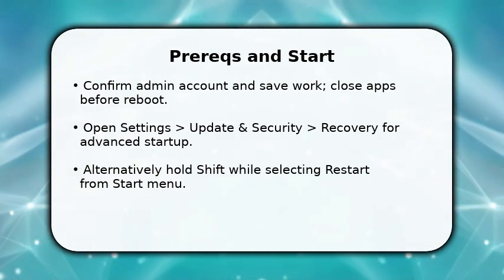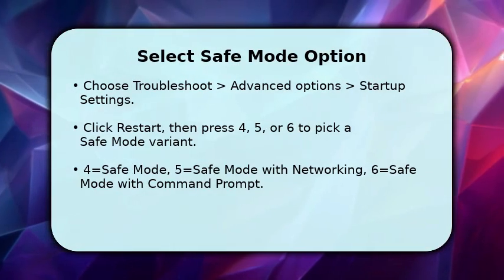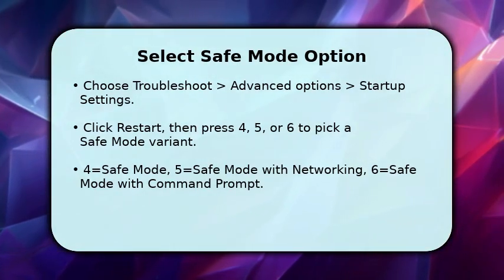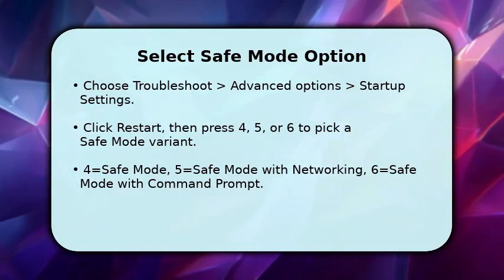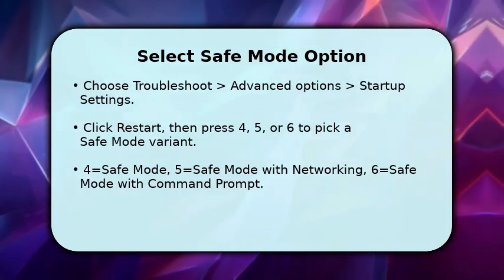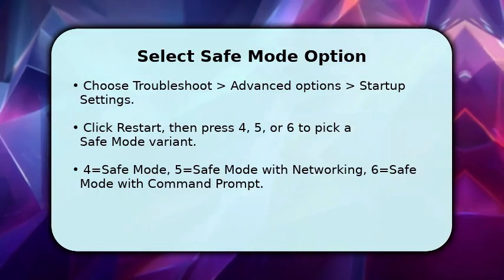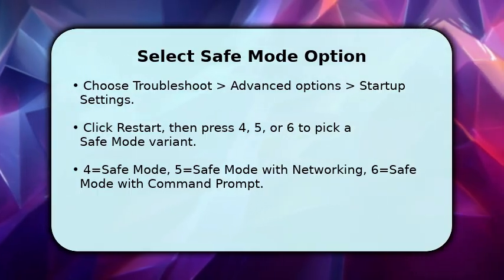Once the machine restarts into the blue Options menu, tap Troubleshoot, then Advanced Options, and choose Startup Settings. Click Restart so Windows reloads the special Startup menu. When it appears, press the number for your desired mode.